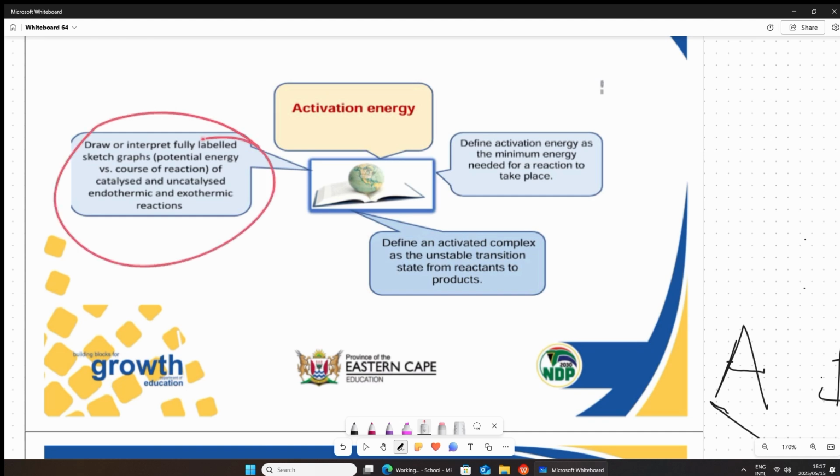We will draw, interpret, and fully label the sketch graphs of potential energy versus the course of reaction for catalyzed and uncatalyzed, endothermic or exothermic reactions. Just a quick reminder, an endothermic reaction is a reaction whereby more heat is absorbed than heat that is actually released during bond formation. And an exothermic reaction is a reaction whereby more heat is released than energy that is actually absorbed at the beginning of the reaction when the bonds were breaking.